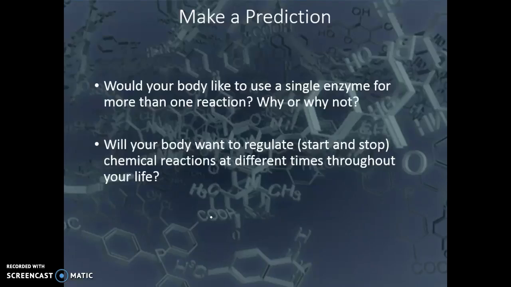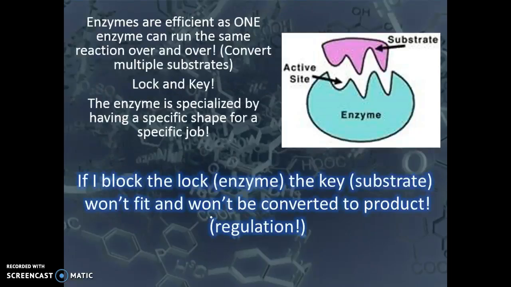Well, as I'm sure you guessed, your body definitely wants to regulate things like that. So what your body can do to regulate it is by changing the active site on the enzyme. So enzymes are very efficient because one enzyme can run the same reaction over and over and over again. Since the enzyme isn't changed, we don't need to make a new enzyme to run the same reaction. However, an enzyme is very specialized for a very specific reaction. So we don't have one enzyme that runs a lot of different reactions. We have one enzyme that runs the same reaction over and over and over again.